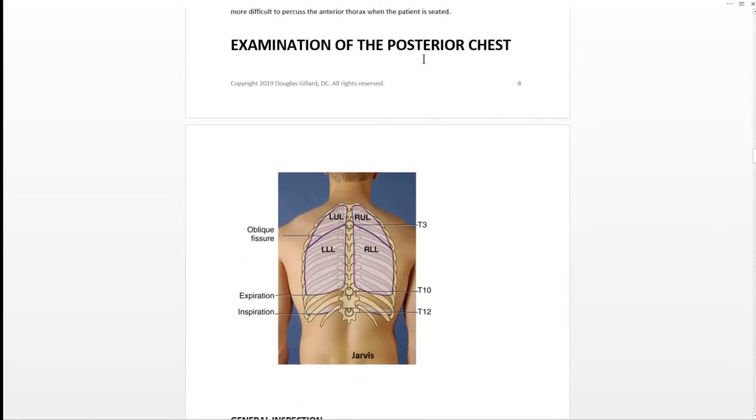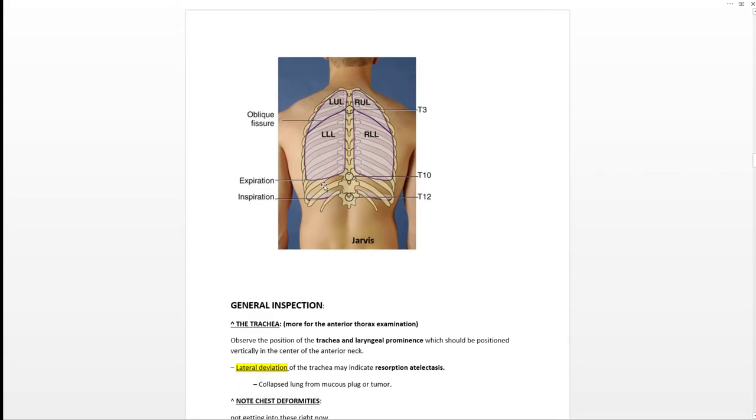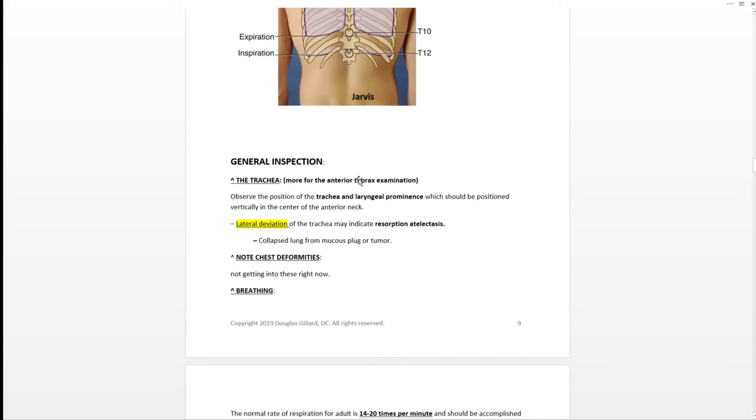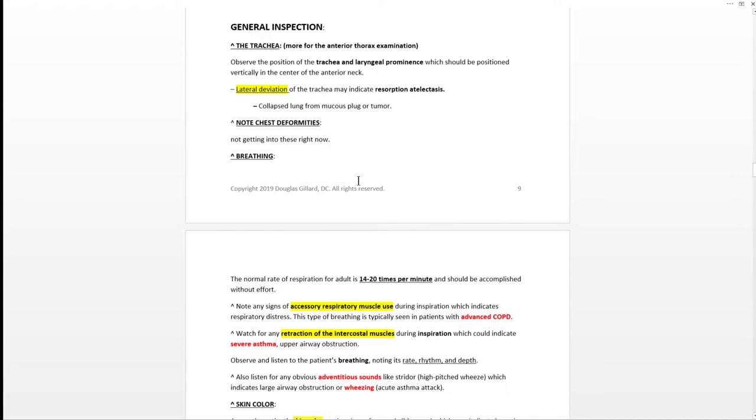So examination of the posterior thorax. Remember, on the back side of the lungs, you can't do anything. That intermediate, or that middle lobe on the right, is non-visible from the back side. Remember, T10 is kind of the base. T9, T10 is kind of the base of the lungs here. So general inspection for the lab test, you'll need to know questions about that.